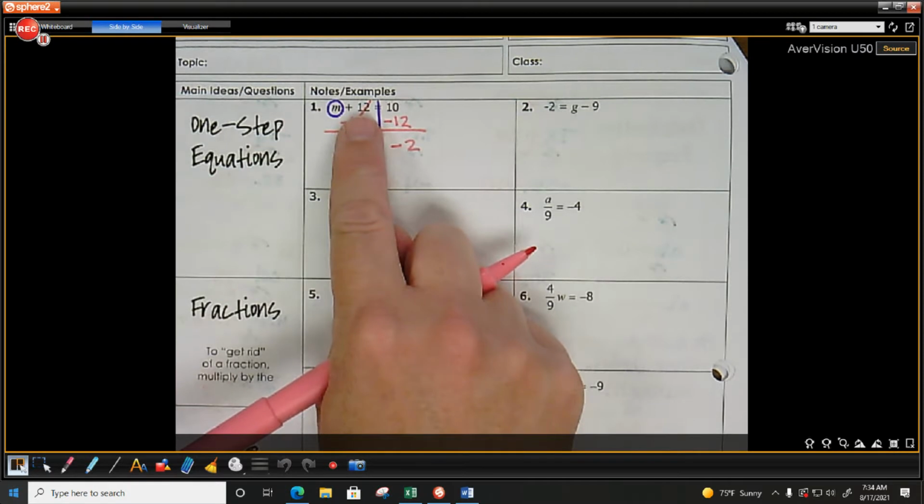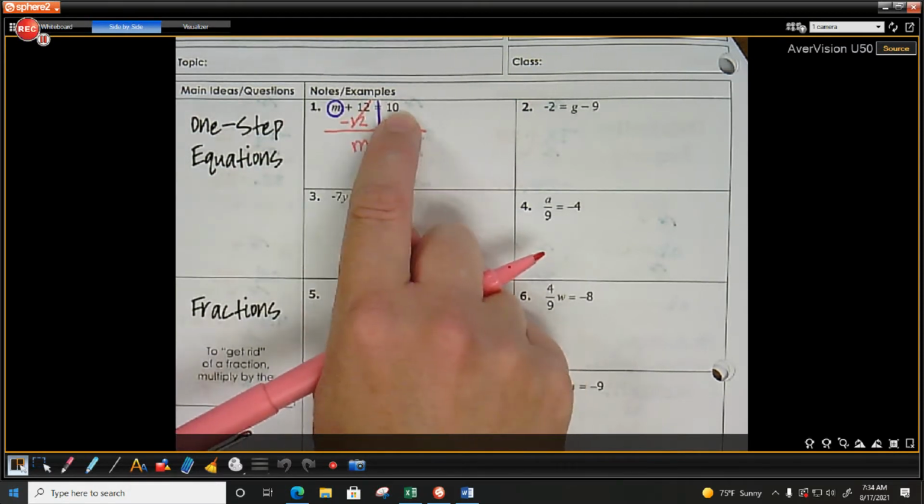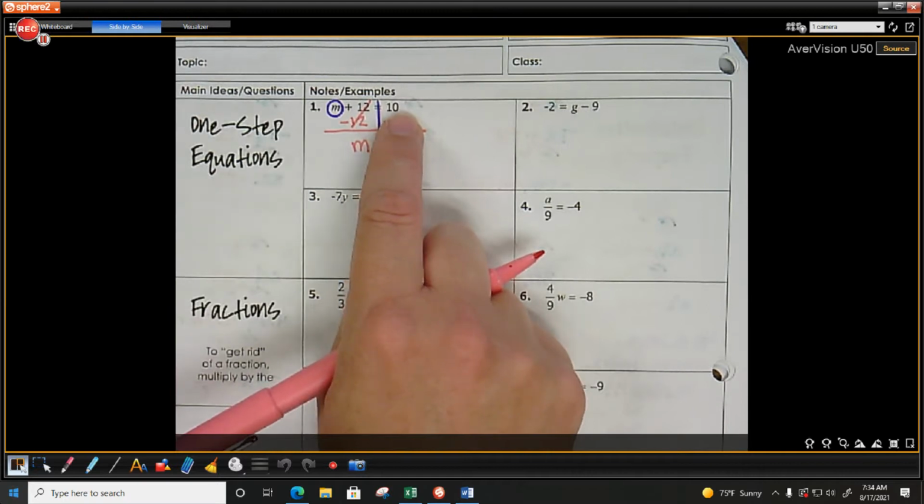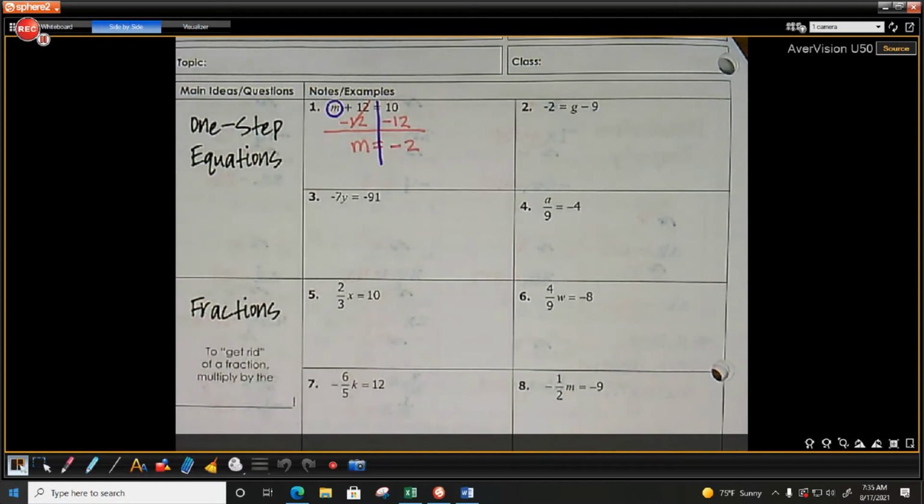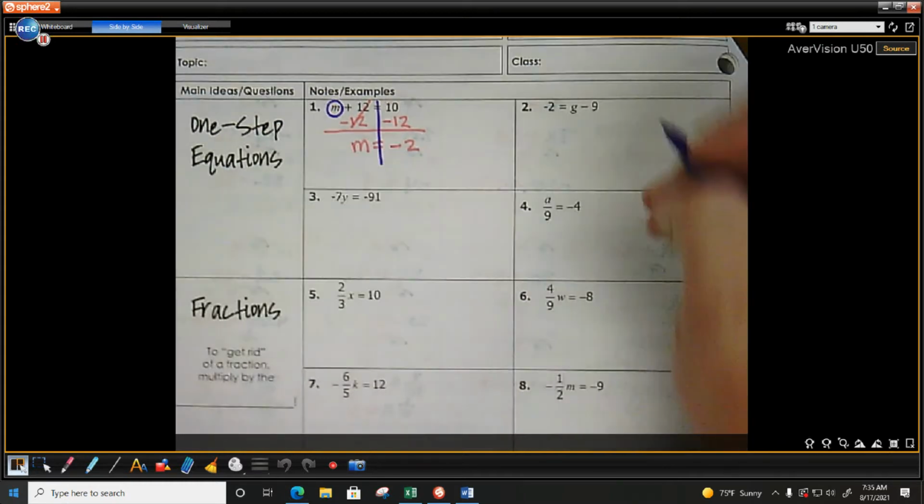You can check yourself by plugging that negative 2 back in. What's negative 2 plus 12? Or what's 12 minus 2? Does that work? Yes. You always should check yourself, okay? Sometimes, especially on these easier ones, we work really, really fast and we make careless mistakes with adding and subtracting with negative numbers. Check yourself, okay?